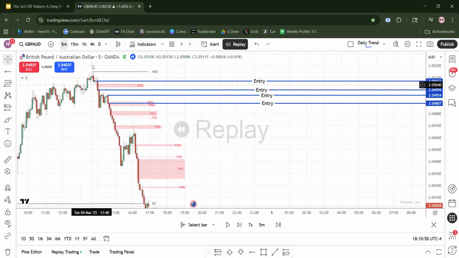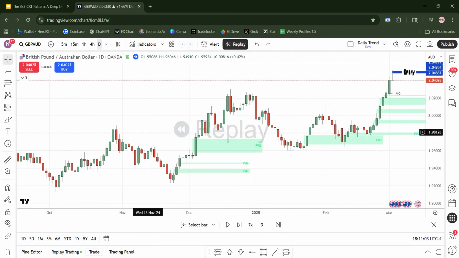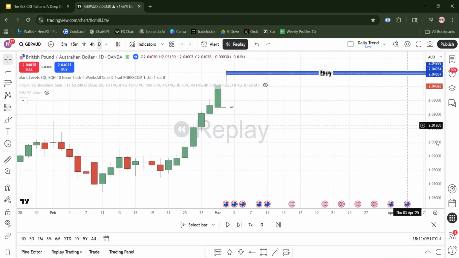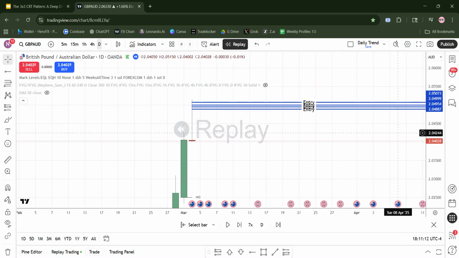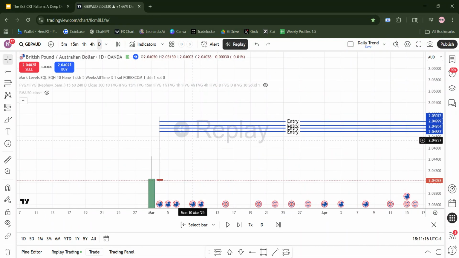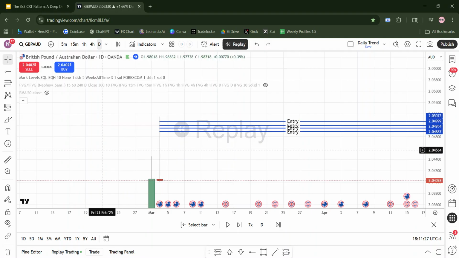Hold on. Let me get rid of this. Go back to the daily. Let me get rid of the gaps now. We don't need that. From the top entry, price dropped. That's how you know you really got it, when the candle closes and you're on a wick. Money in the bank. Yeah, 103 pips. So across 1, 2, 3, 4 positions.